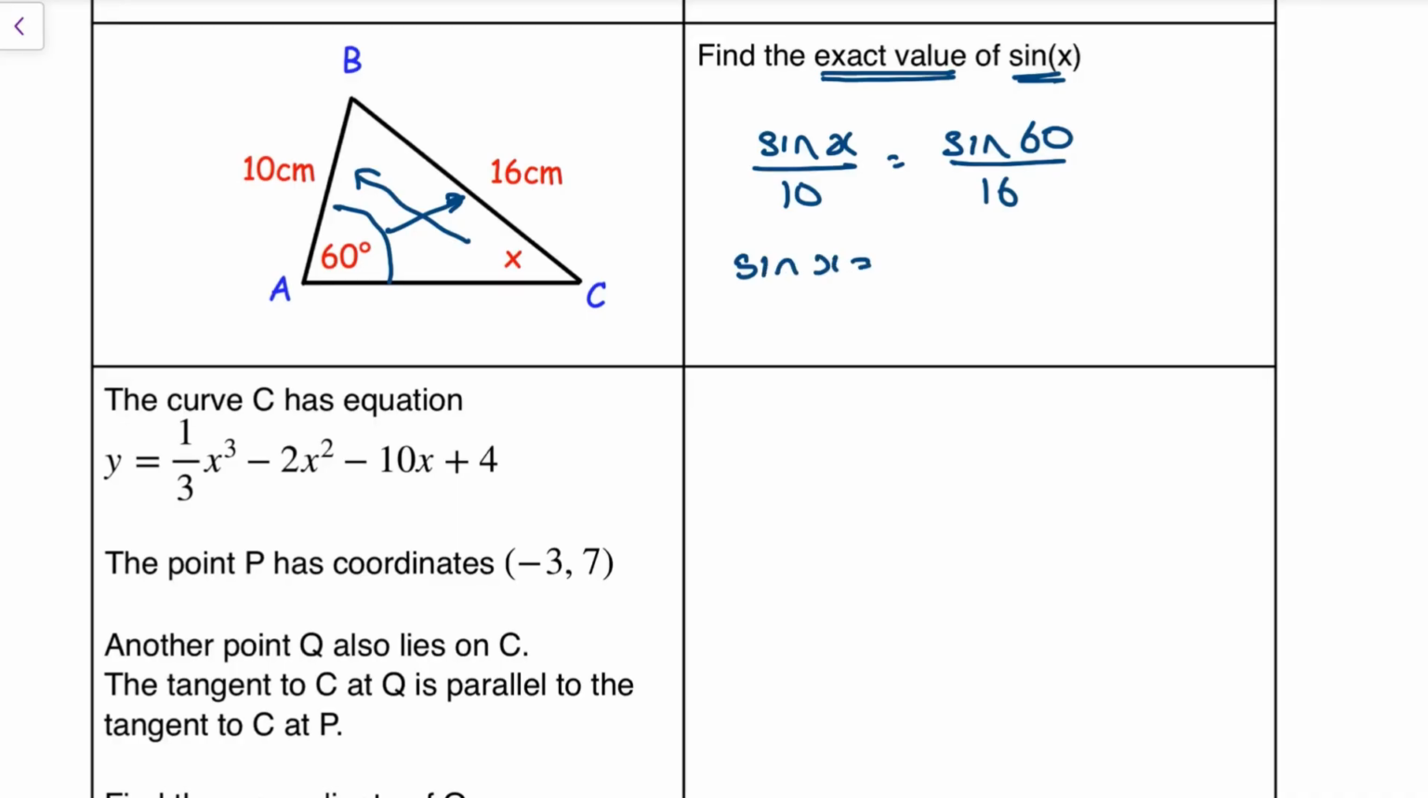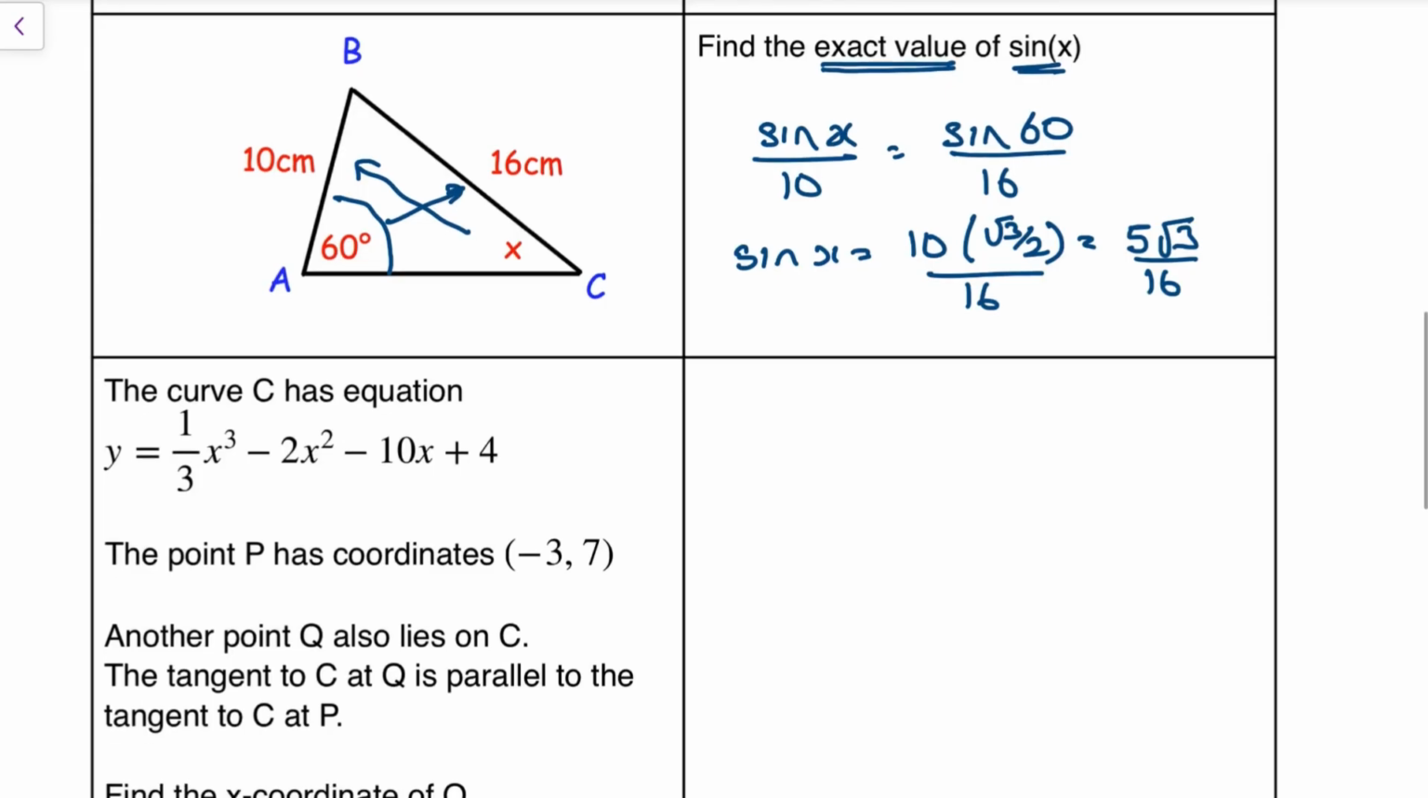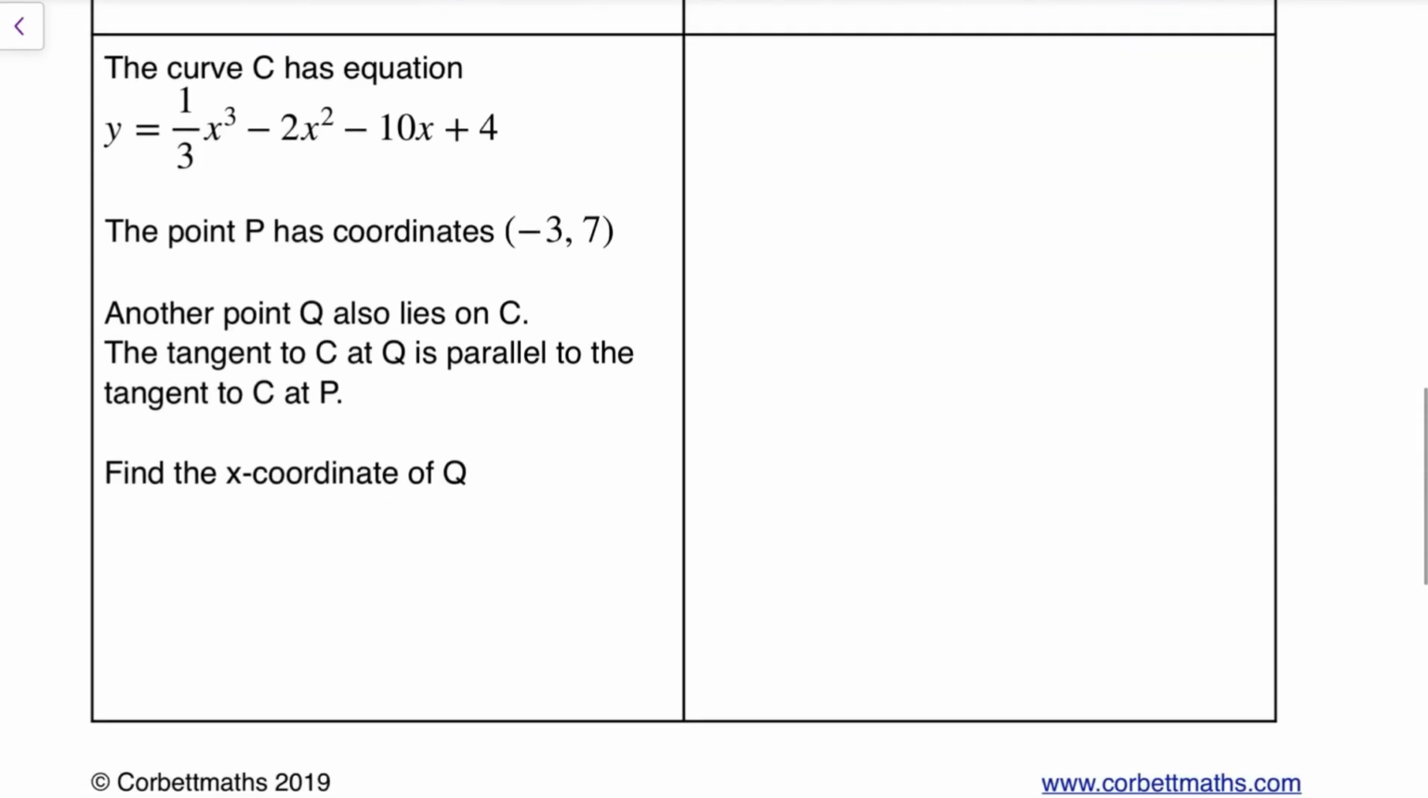So sine x is equal to 10 times sine 60, which is root 3 over 2, divided by 16. I just need to clear this mess up. So 10 divided by 2 is 5, and 5 over 16 doesn't simplify, so it's just 5 root 3 over 16, and that is my answer. Good question. That's a pretty difficult question, but well done if you got that one.